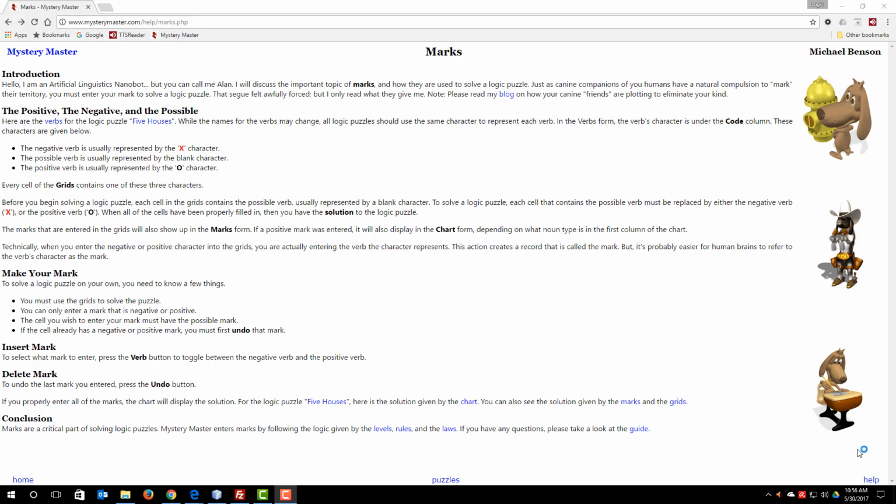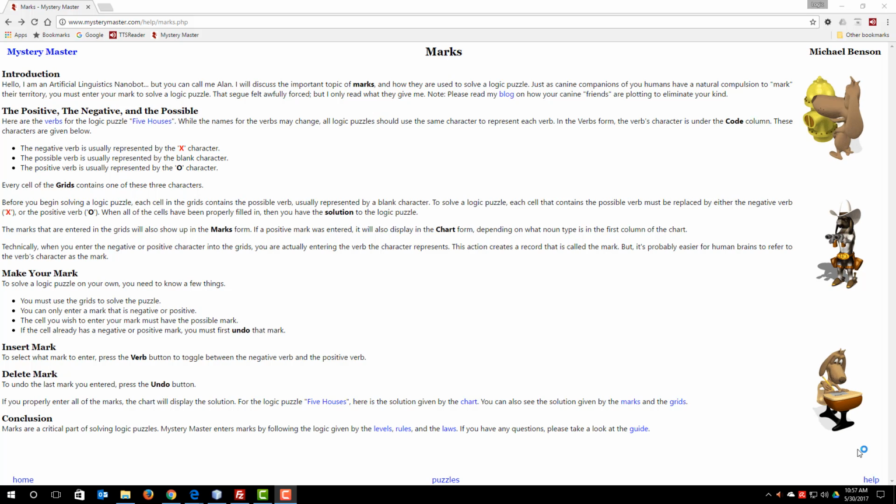Technically, when you enter the negative or positive character into the grids, you are actually entering the verb the character represents. This action creates a record that is called the mark. But it's probably easier for human brains to refer to the verb's character as the mark.